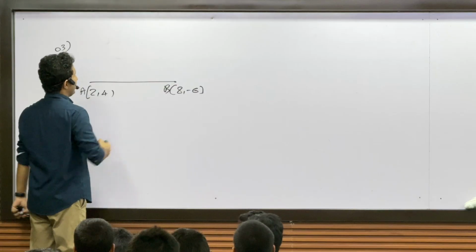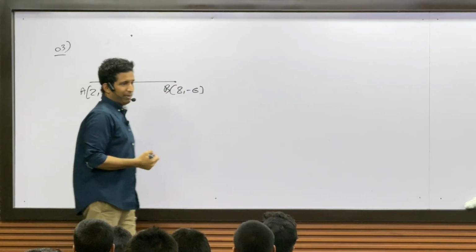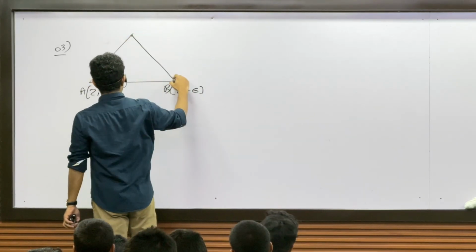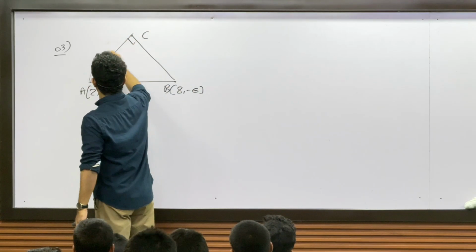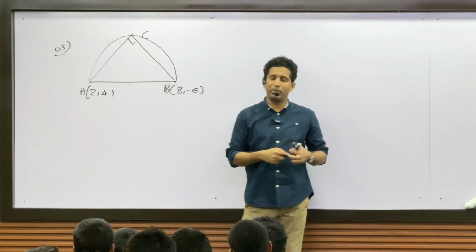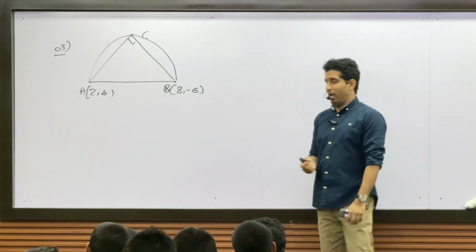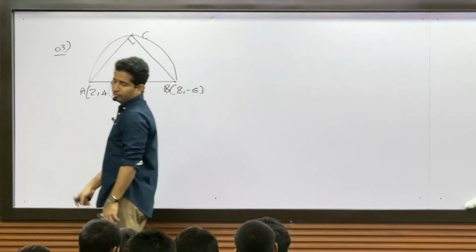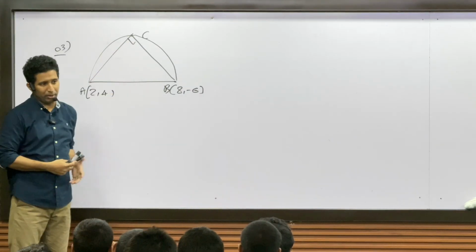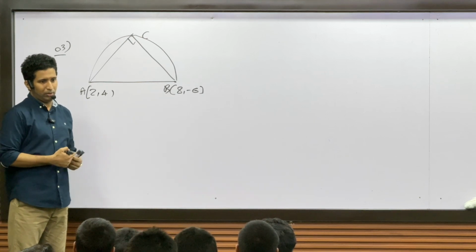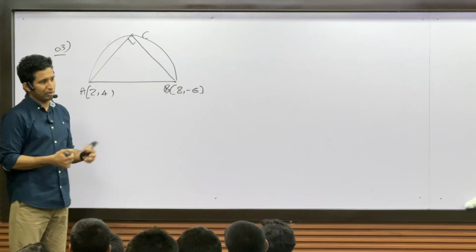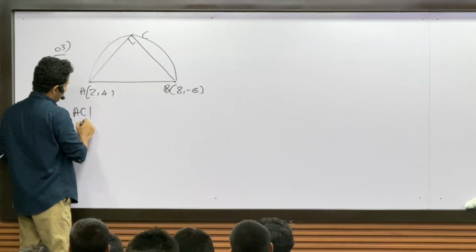Can anyone tell me, if C is a variable point, and AC is perpendicular to CB, where C is? C is always on the circumference of the circle when AB is a diameter, according to the angle in a semicircle theorem. You don't need to know that, but anyhow, AC is perpendicular to CB. That's it. Now here they have given AC perpendicular to CB.